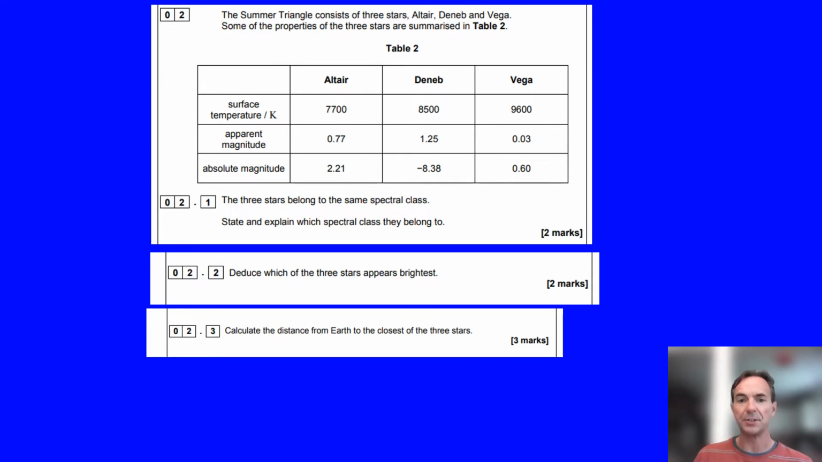And then calculate the distance from Earth to the closest of these three stars. Which of these is the closest? You can do that by brute force using m minus M equals 5 log10 of d, or you can work out which one of these is closest. Which one of these is the most negative when you take away big M from little m, which is apparent magnitude minus absolute magnitude? So pause this, try and work those out, and then I'll show you the answers.